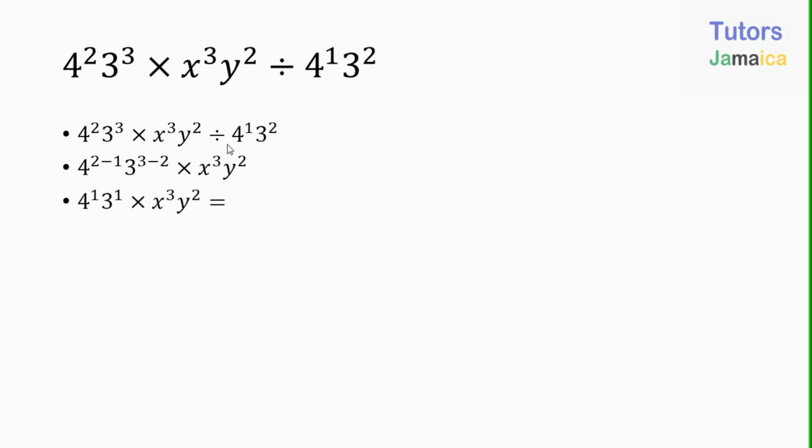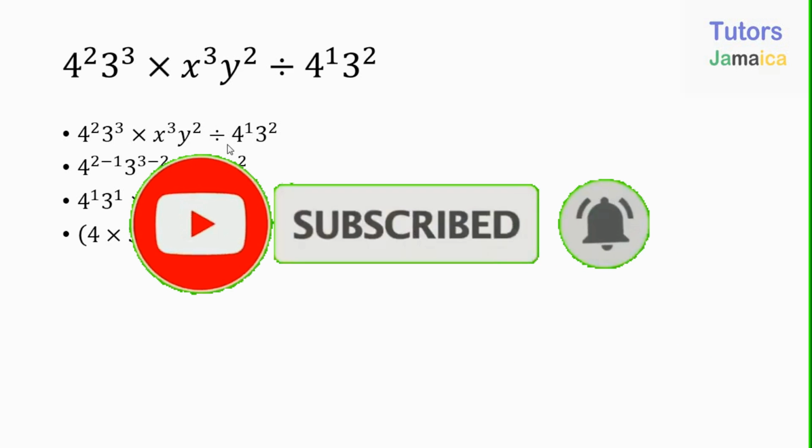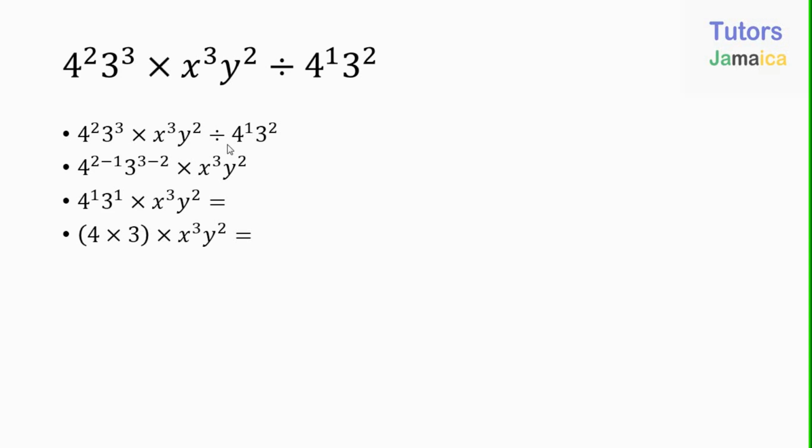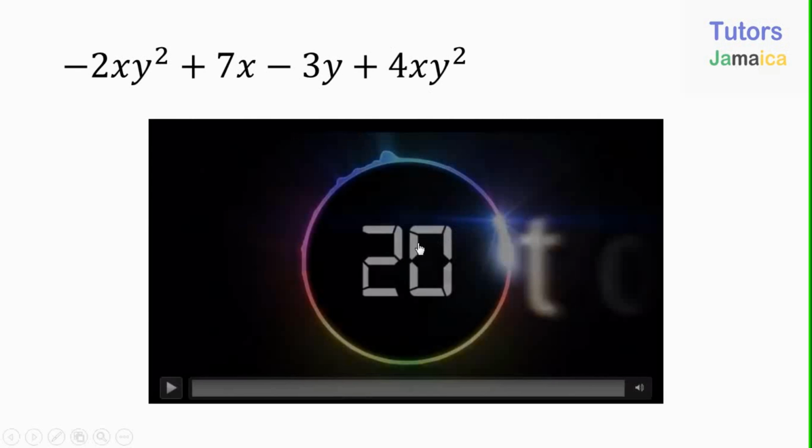When we work that out, we end up with 4 to the first, 3 to the first, times x cubed y squared. And when we work that out, we are going to work out the 4 and the 3 now to a single digit. So 4 times 3 is 12, times x cubed y squared, and we end up with 12 x cubed y squared. Okay, so here's another one, and again you have 20 seconds to work this one out.